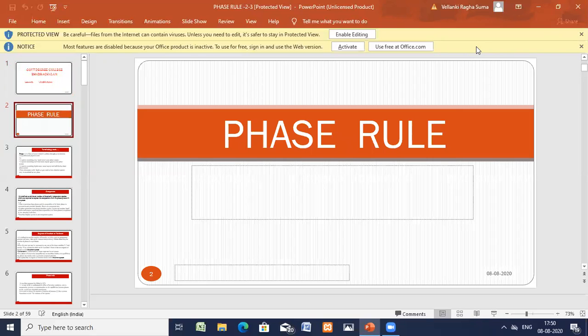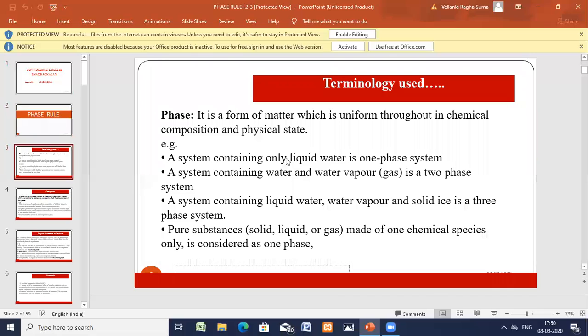So what is the phase rule? The Gibbs phase rule tells that the sum of the number of degrees of freedom F and the number of phases P exceeds the number of components by 2. F plus P is equal to C plus 2. So F is the degrees of freedom, P is the number of phases, and C is the components.